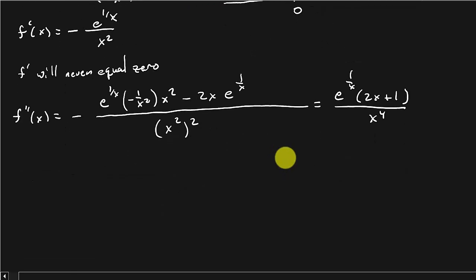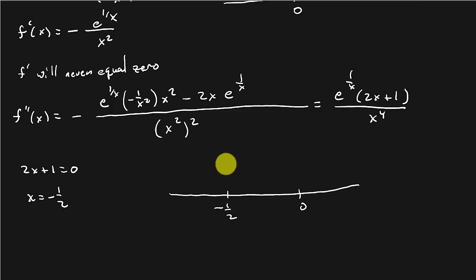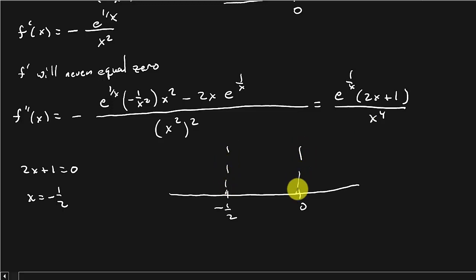So we need to find when is the second derivative equal to 0. Well, that's when 2x plus 1 equals 0, or x equal -1/2. All right, so we're going to test that on the number line. So we've got the -1/2, and we're also going to test where the second derivative is undefined. So we've got, let's see, x equal -1, x equal -1/4, and x equal 1.